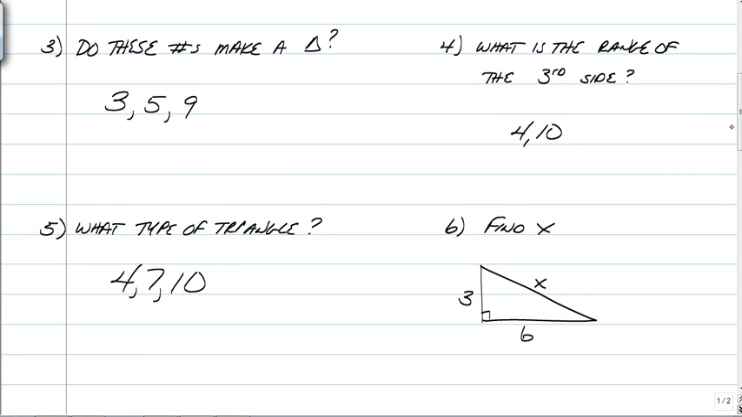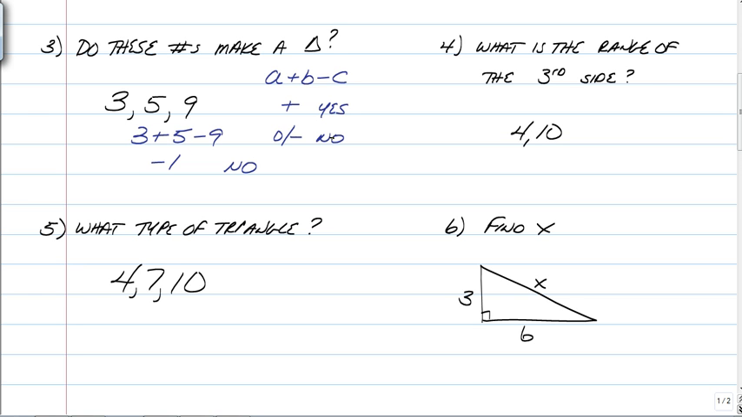Do these sides make a triangle? There are two different ways to do this, but remember the one I showed is in order: 3 plus 5 minus 9. That's going to give you a -1, which means no. When you're just trying to state whether or not three sides make a triangle, you just have to do A plus B minus C. If it's a positive number, it's yes. If it's 0 or negative, it's no.